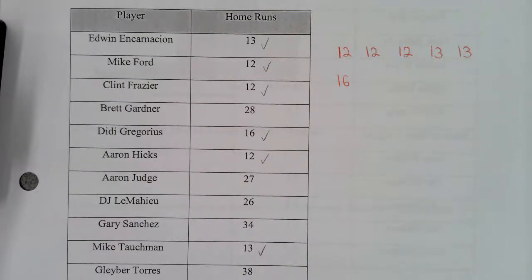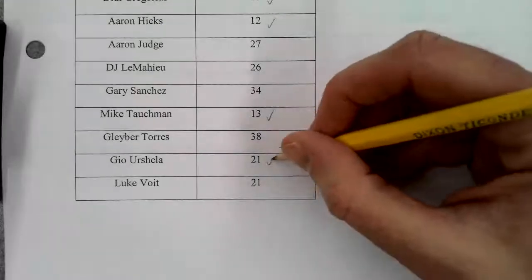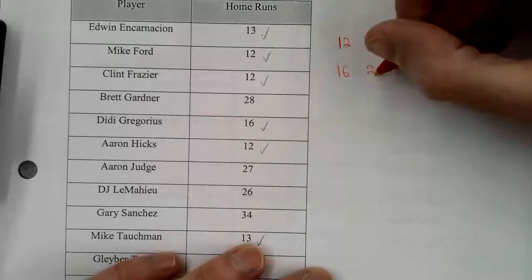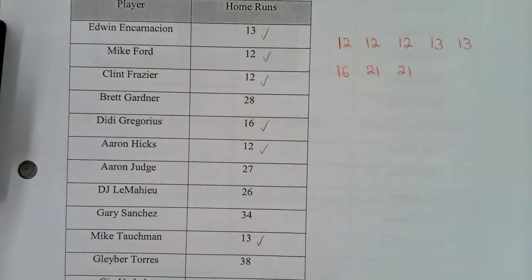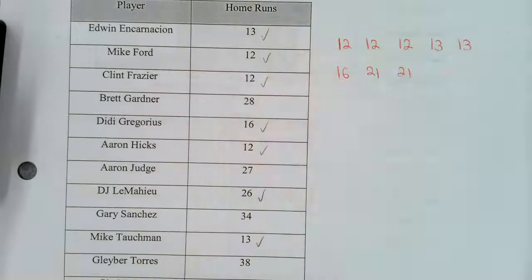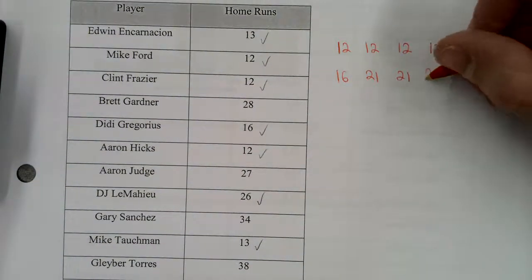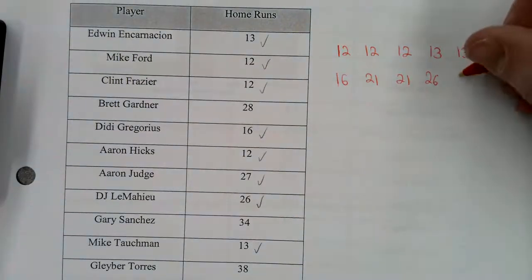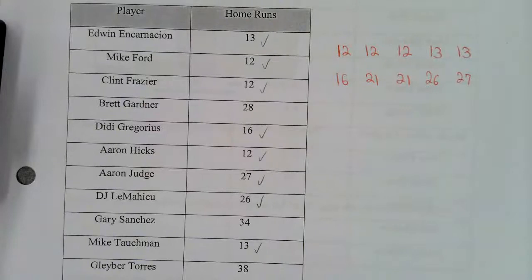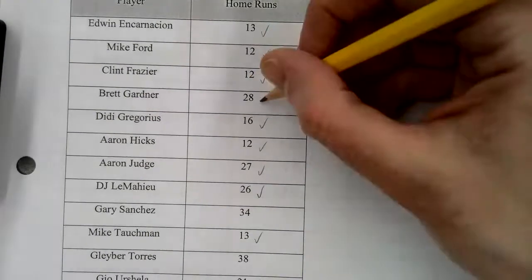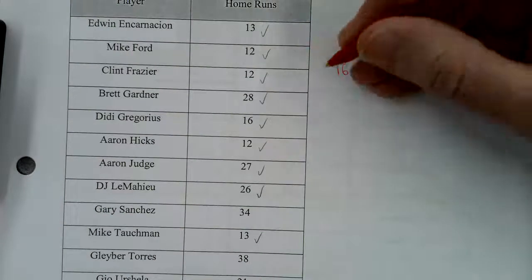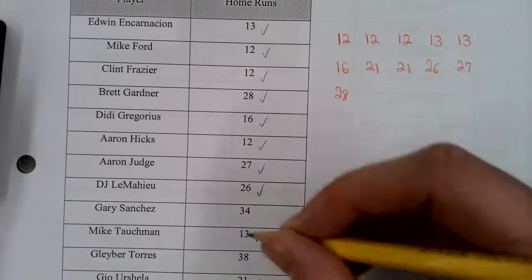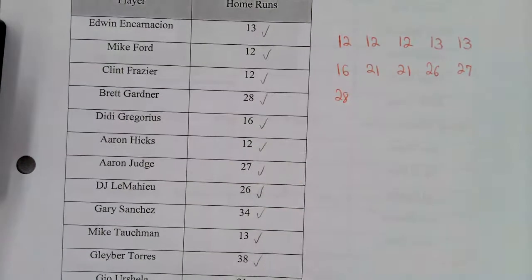The next smallest number is 21. Now, it's actually two of those. So check them both off and write them both. And keep going. Next smallest number is 26. Check 26. Then we have 27, and then we have 28. There's a lot of home runs on this team. And then the next smallest number is 34, and then we have 38. Okay.